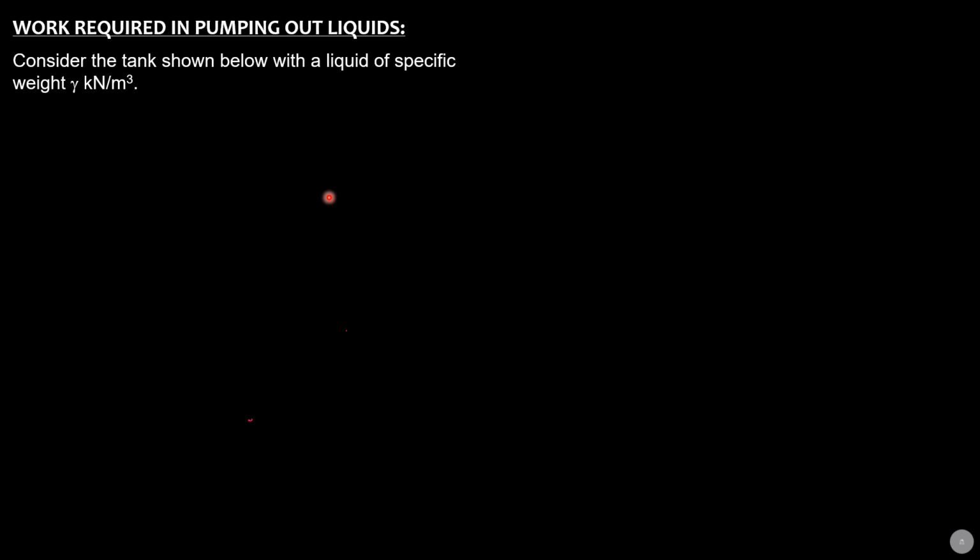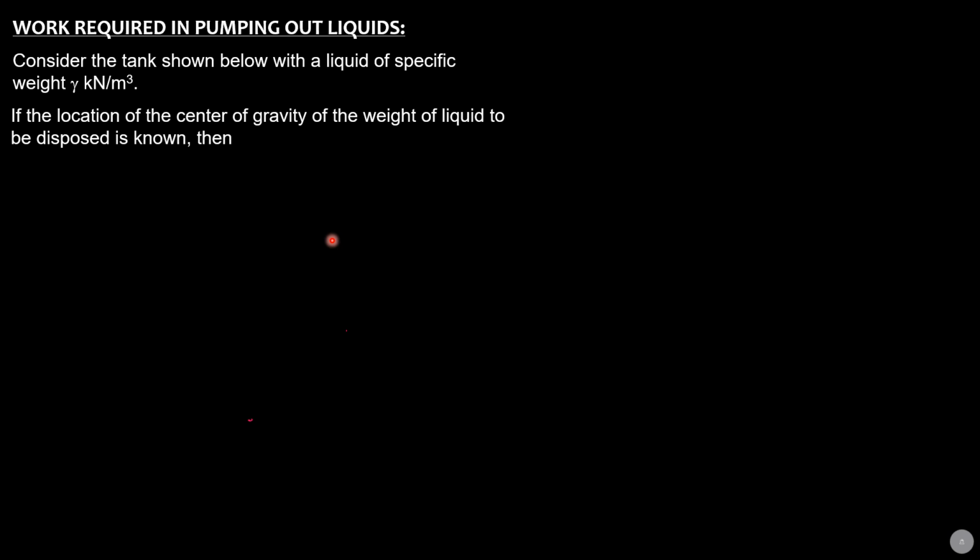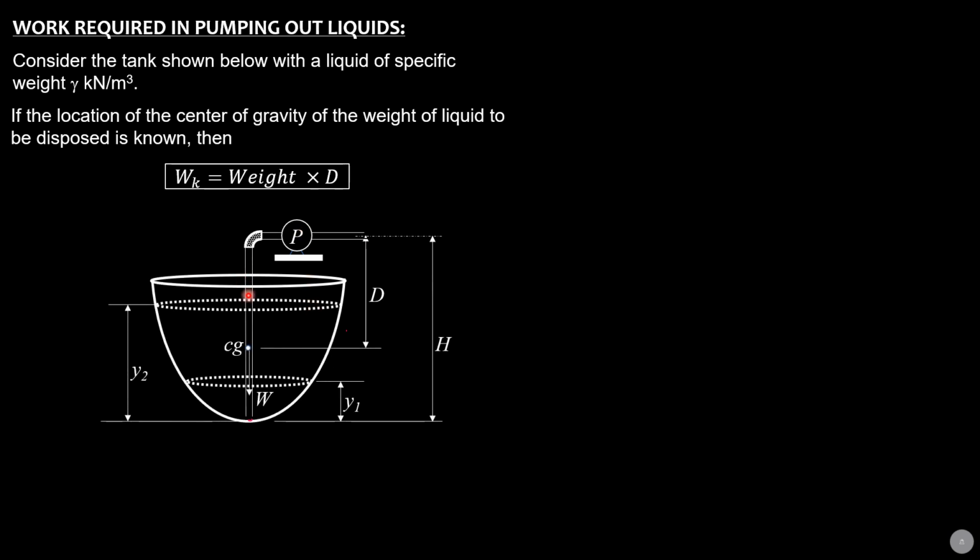the weight of that liquid times the distance of its center of gravity to the point of disposal. And that is denoted by D in this figure. So the center of gravity to the point of disposal, or if there is a pump, then work is just weight times distance. It is shown here. For instance, this is the liquid level and this is the tank and the center of gravity is known.